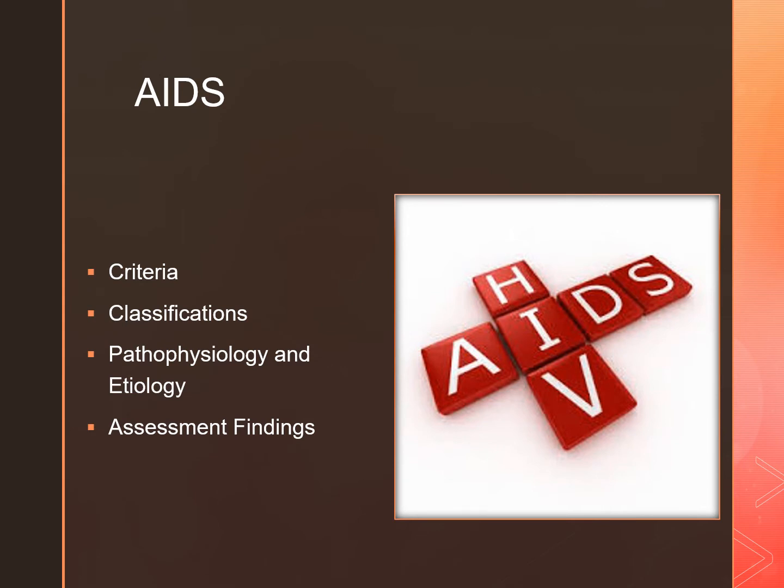AIDS is the end stage of the HIV infection. Criteria to be diagnosed with AIDS: we have a markedly decreased T4 cell count. And we also have development of certain cancers or opportunistic infections. There are different classifications of AIDS. We have category 1, 2, or 3, and category A, B, or C.